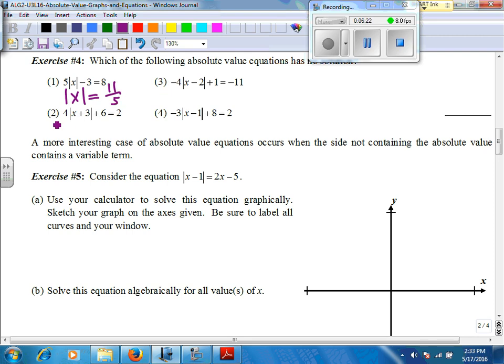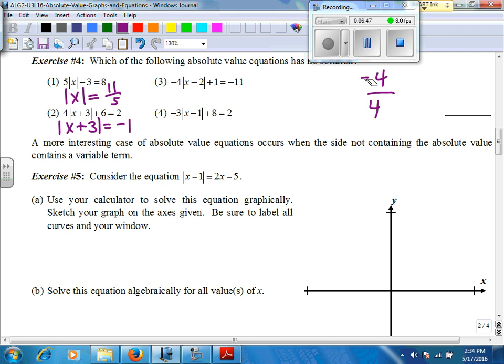In this problem here in 2, I'll kind of move to the side to do that. We'd want to subtract 6, which would give us 4 absolute value of x plus 3 equals 2 minus 6, which is negative 4, divide. And we'd get absolute value of x plus 3 equals negative 1. We'll come back to that.